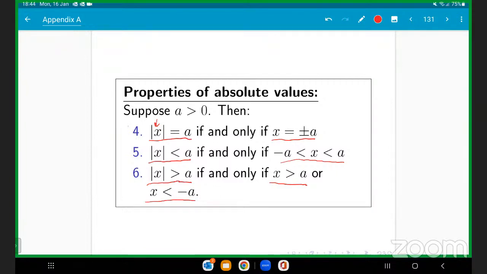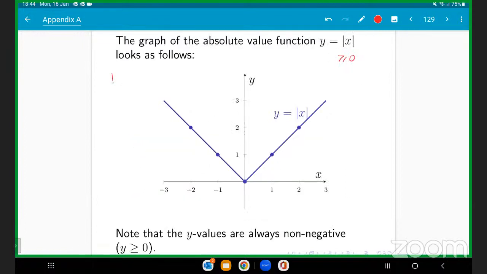Now you can obtain all three of these rules, 4 to 6, by looking at the sketch of the absolute value. So let's go back to the sketch. The first one says that if the absolute value of x equals some number, let's say in this case 2, then this is true precisely when x is equal to plus or minus 2. So the solution to this particular equation is the numbers positive 2 and negative 2.